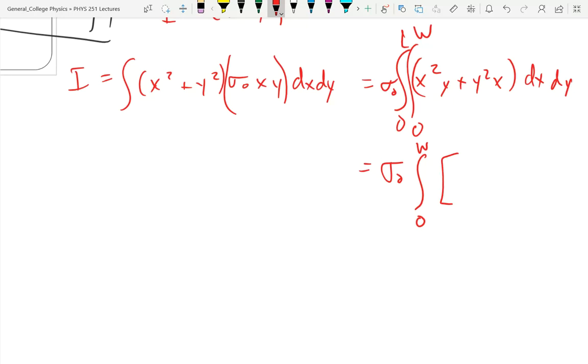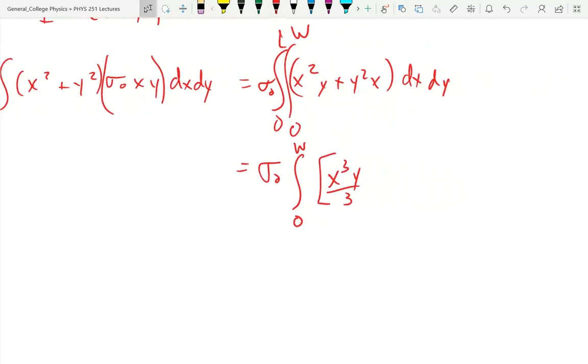So the integral of x squared y dx is x cubed y over 3. Integral of y squared x dx is y squared x squared over 2. So there I just did my x integral. Now I didn't put in the limits yet. Since the lower limit is 0, putting the limits is kind of simple. It's just going to be L cubed y over 3 plus y squared L squared over 2.